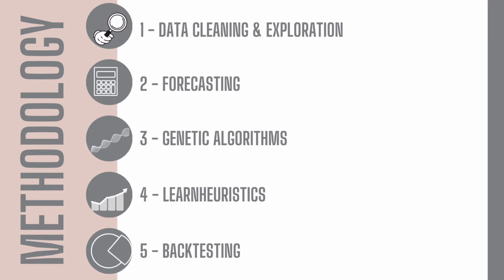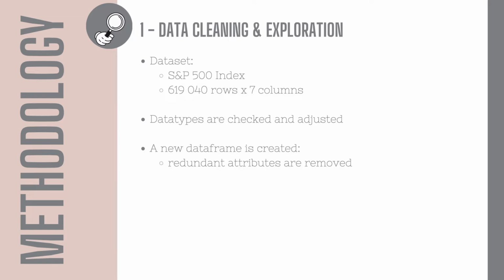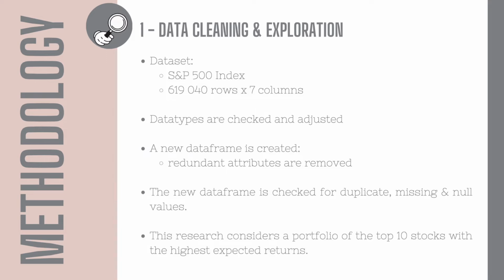We begin with the data cleaning and exploration process. The dataset used in this research is that of the S&P 500 index and originally contains 619,040 rows and 7 columns. In order to clean and pre-process the data, we change certain data types and create a new data frame which eliminates redundant attributes. In addition, all duplicate, missing, and null values are dropped. For this research, we only use the top 10 stocks with the highest expected returns as our portfolio.